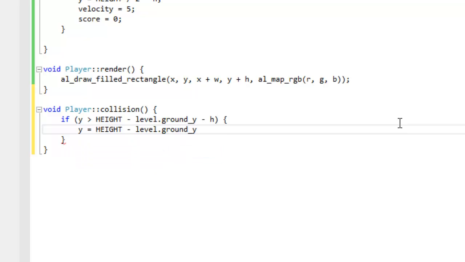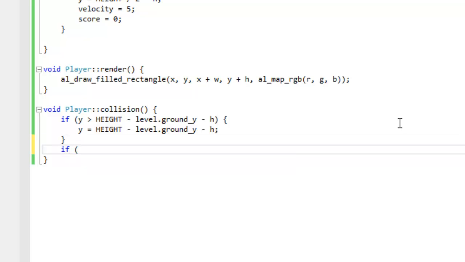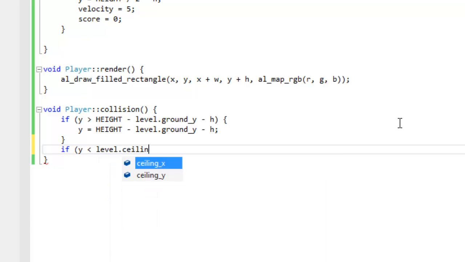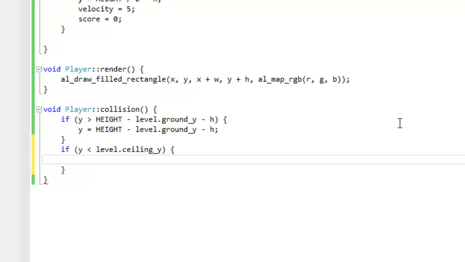And a lot of times this won't make sense. I know it didn't until I actually had to make my own collision detection. And sometimes it just takes that, so I don't know, that's that. It's the same thing for here, but we're just testing if it's lesser than this time, the ceiling instead of the floor.